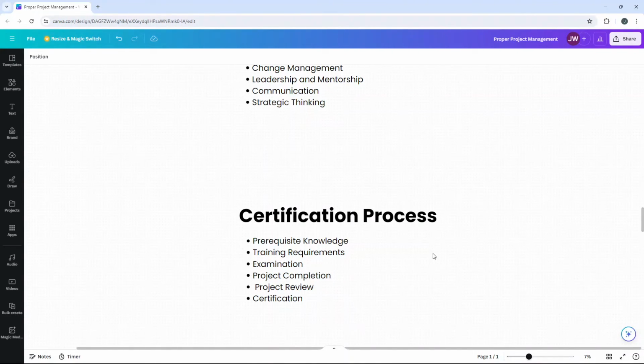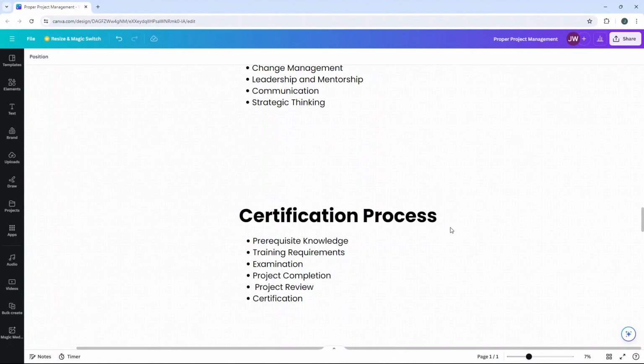Then we have project review. The completed projects are submitted for review, where they are assessed for their adherence to Six Sigma principles. Now, the effectiveness of the solutions implemented and the overall impact on the organization are considered. This review process ensures that candidates have successfully applied their training in a practical setting. And upon passing the exam and project review, candidates receive their Six Sigma Black Belt certification. This certification is a formal recognition of their expertise in Six Sigma methodologies and their ability to lead high impact improvement projects.